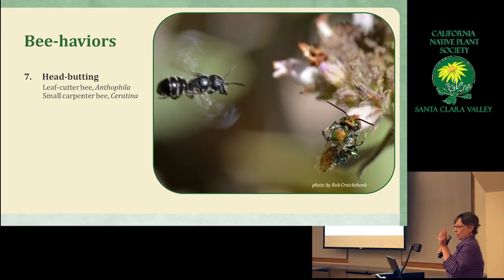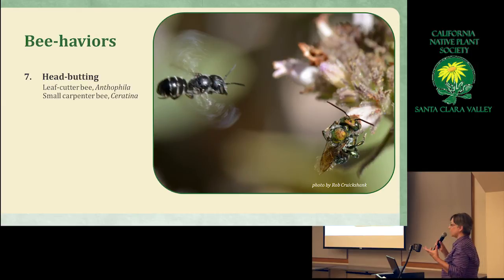Okay. Behaviors. All right. Headbutting. Males. Well, probably even the females, but they like to go and say, hey, get off that flower. Boop. And sometimes you can watch them and they'll go, boop. Doesn't get off the flower. Boop. Doesn't get off the flower. Boop. Finally, after a while, the guy that's on the flower gets off.